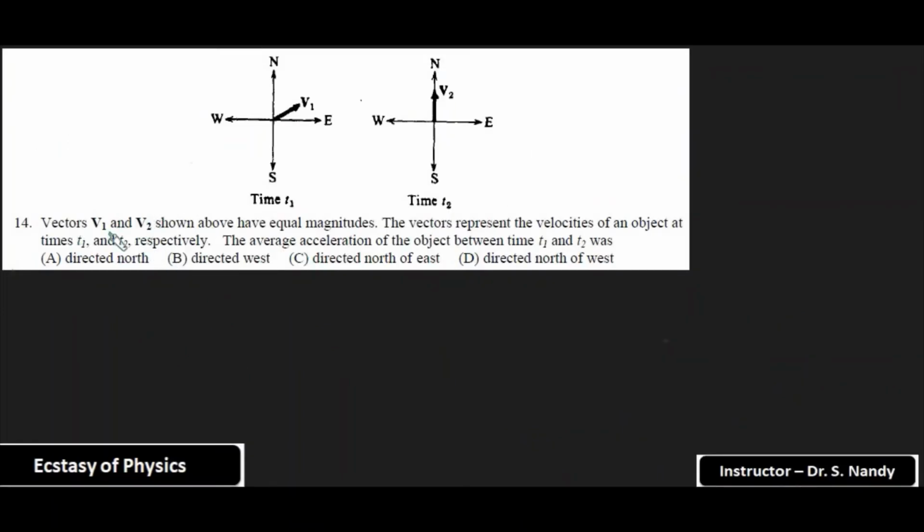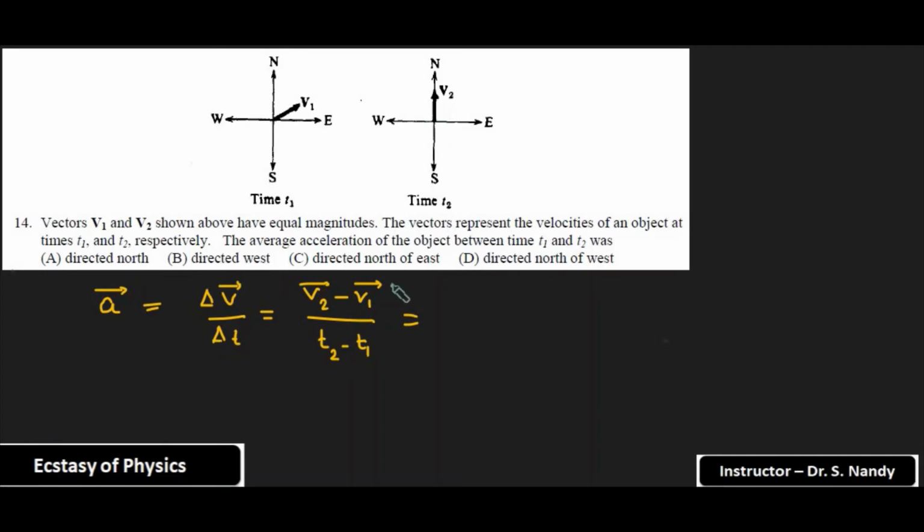Here in this question it is given that vectors v1 and v2 shown above have equal magnitudes. The vectors represent the velocities of an object at times t1 and t2 respectively. The average acceleration of the object between time t1 and t2 is, and these are the given options. So average acceleration can be represented by delta v in vectorial form, delta v upon delta t. Now delta v is the change in velocity, so it's final velocity minus initial velocity, upon final time minus initial time, t2 minus t1.